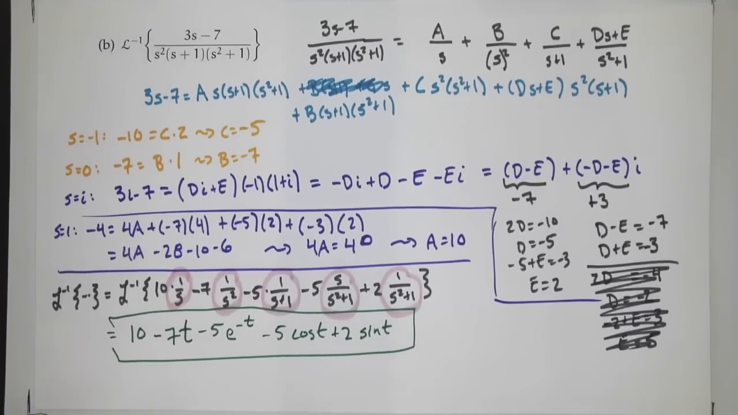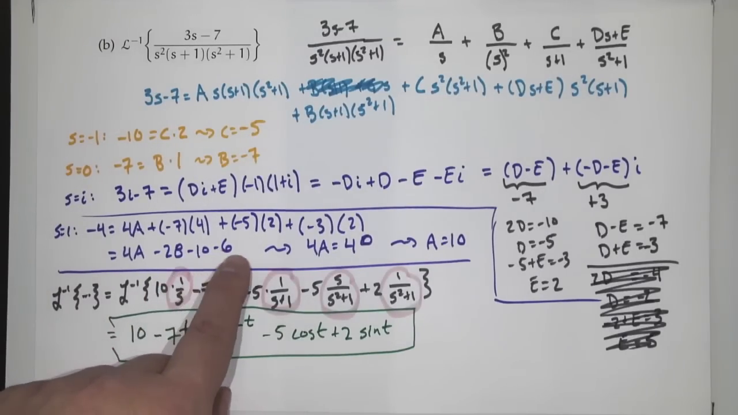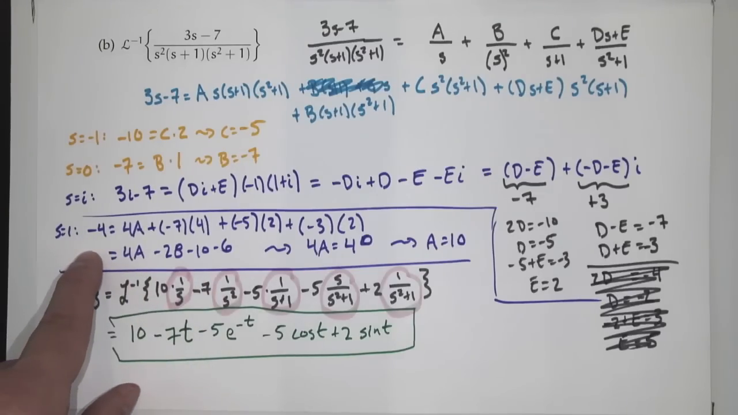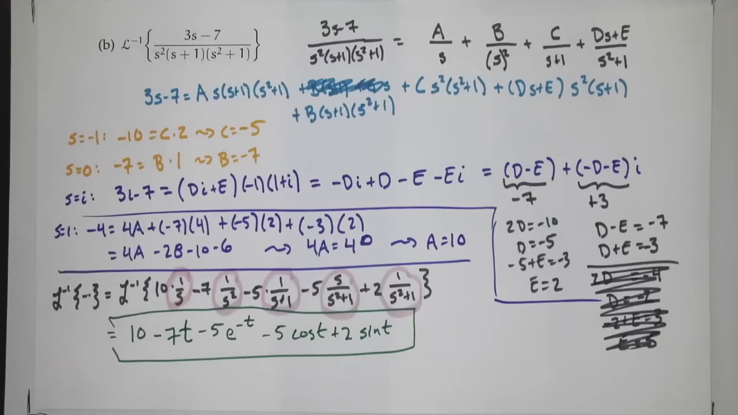Is A 11? I don't know. Well, let's see. This would be minus 38, which would be minus 44. And then we add 44. 44 subtract 4 would be 40. And then divide by 4, which should give us 10.